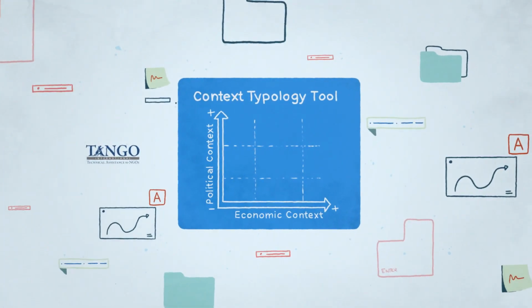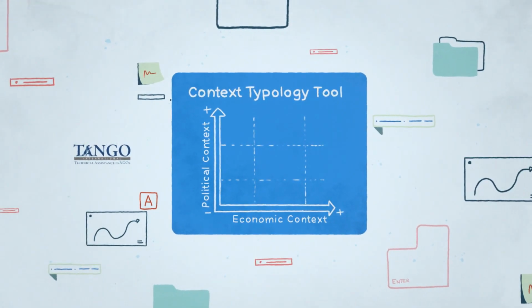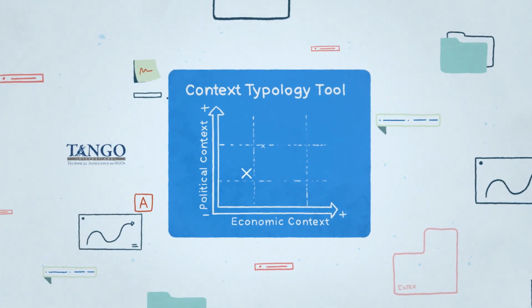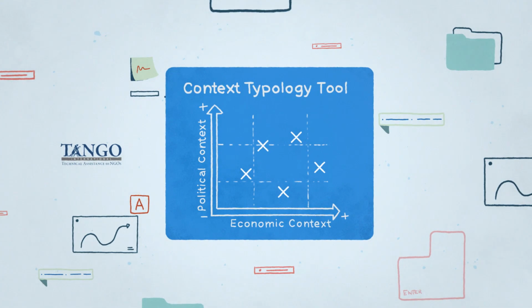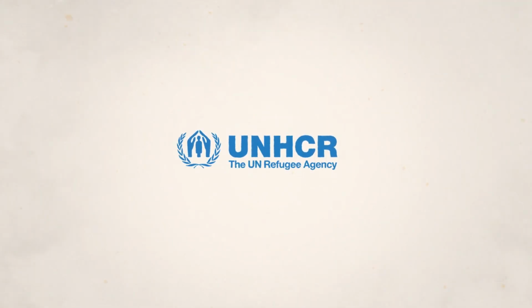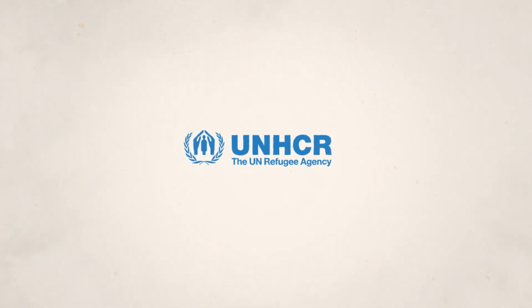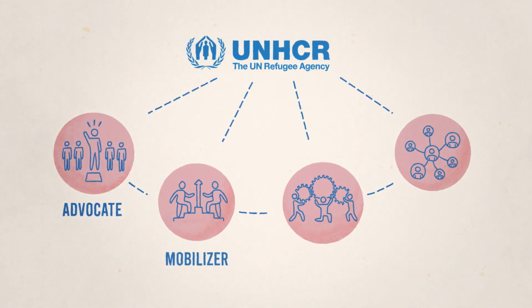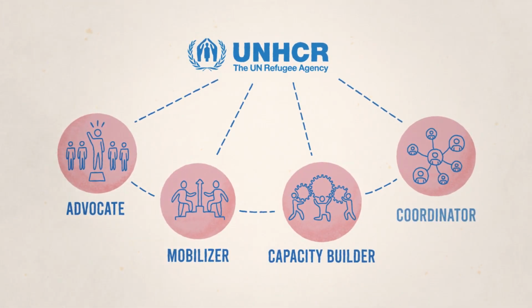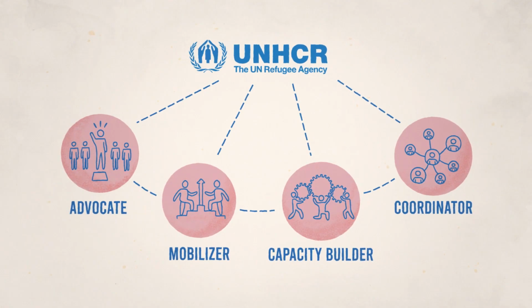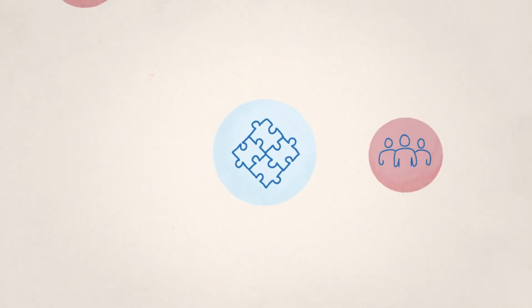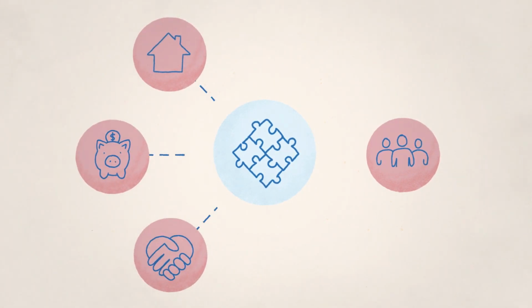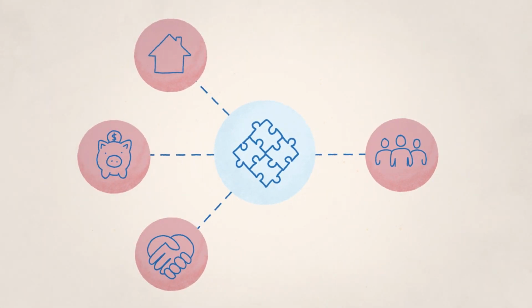UNHCR's role in improving self-reliance, protection, and providing humanitarian assistance depends on where the country falls on the typology tool. In line with the GCR, UNHCR strives to be a proactive advocate, mobilizer, capacity builder, and coordinator together with the government where possible, and an implementer where the organization has a comparative advantage and resources to effectively fill a gap.